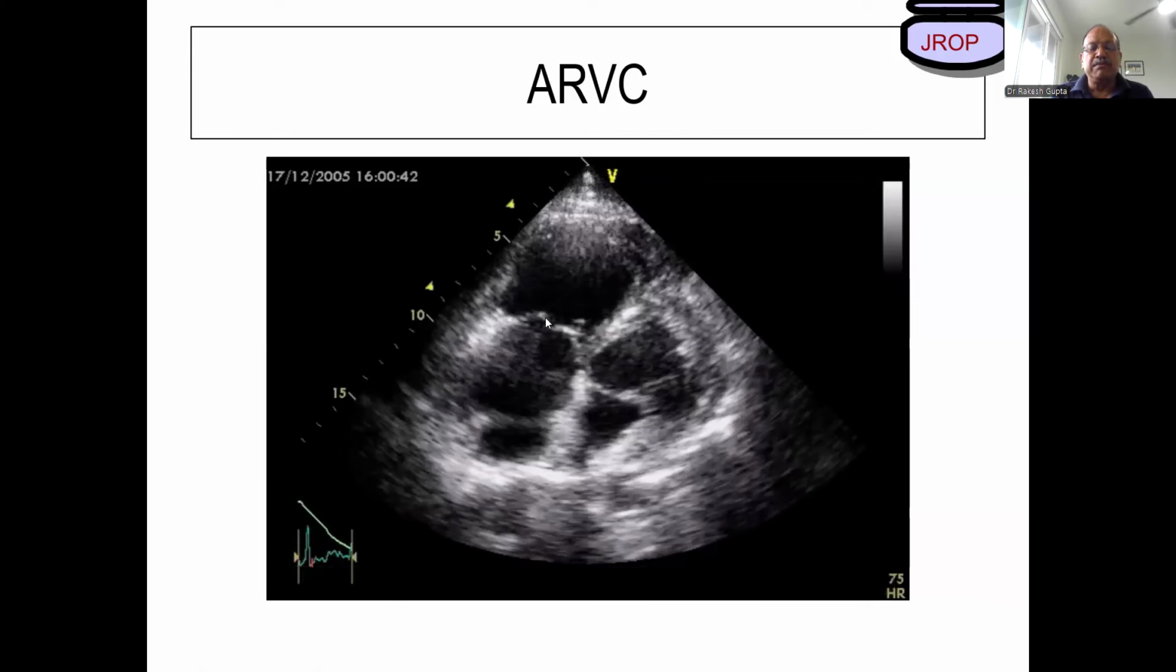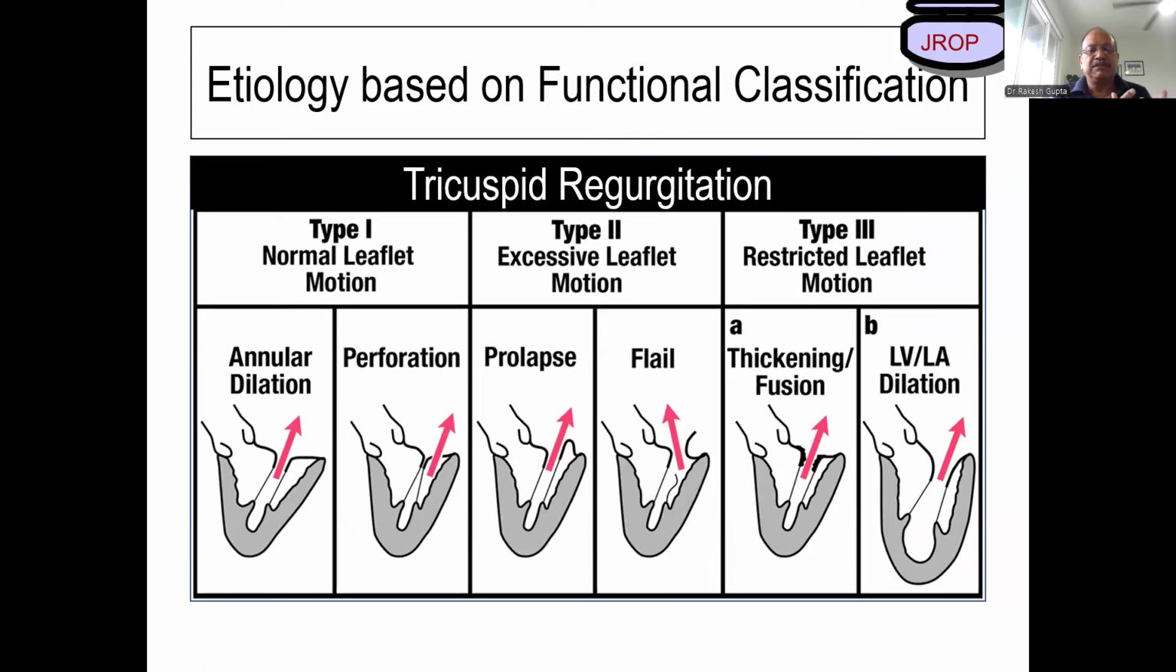So if I have to say on a functional basis, as we said in the mitral stenosis, the same thing would be applicable for mitral regurgitation. The same thing would be applicable for tricuspid. Normal leaflet motion, annular dilatation, or perforation is type 1. Excessive leaflet motion, prolapse versus flail, is type 2. And restricted leaflet motion is type 3, where there is thickening or fusion, or dilatation of LV and LA.